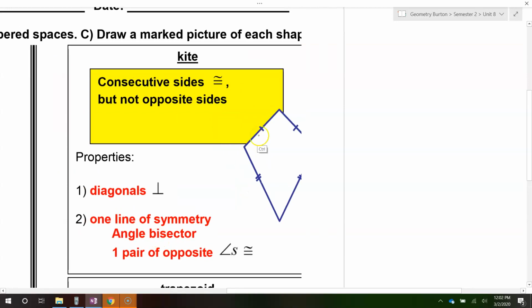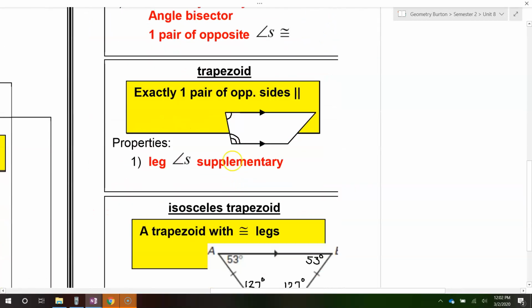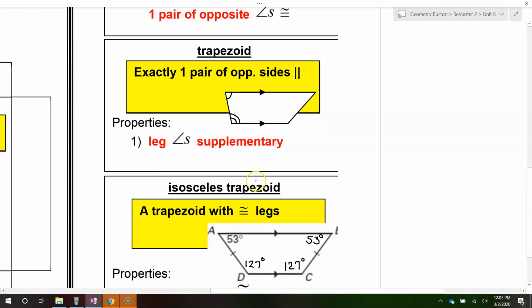A kite has 2 pairs of congruent sides that are consecutive, meaning they are touching. So if you see a pair of congruent sides and then another pair of congruent sides that are touching, that's a kite. A trapezoid has 1 pair of parallel sides. So if you have 1 pair of parallel sides, that is a trapezoid. Okay?